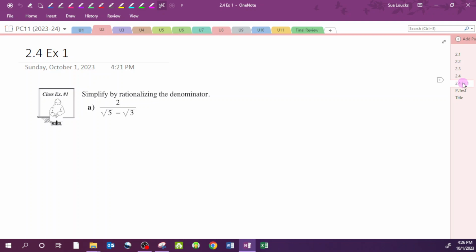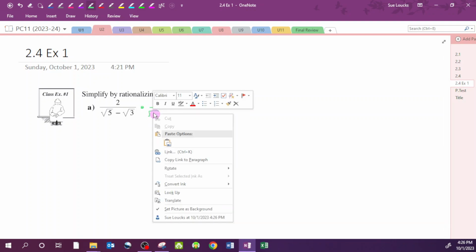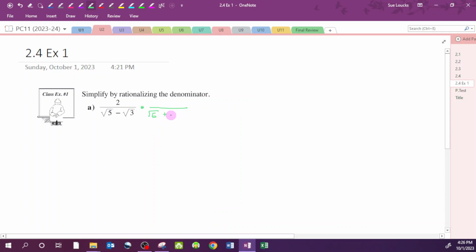Here's our first one: simplify by rationalizing the denominator. What I'm going to do is multiply that whole fraction by another fraction, driven by what's in the denominator. I'm just going to change that minus to a plus. So this is going to be root 5 plus root 3, and that means I'm going to multiply by root 5 plus root 3 on the top.